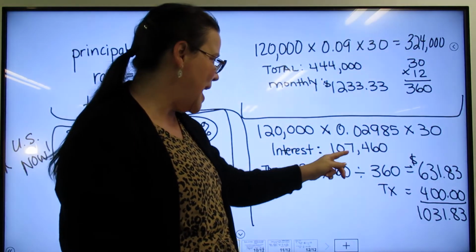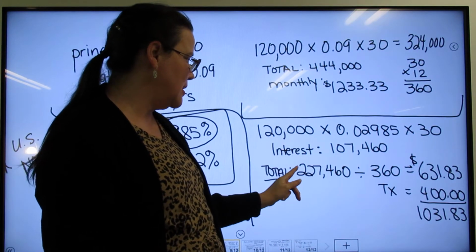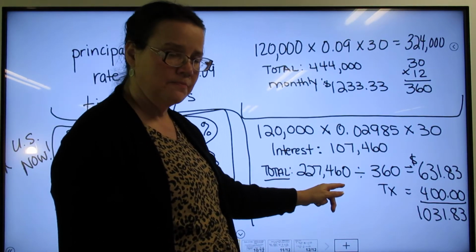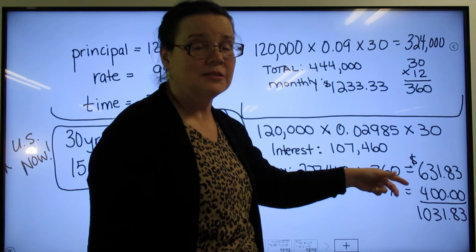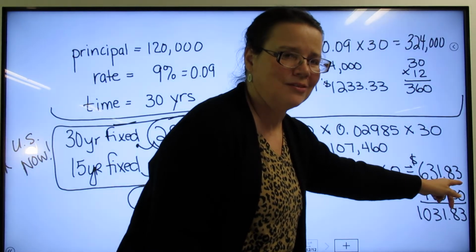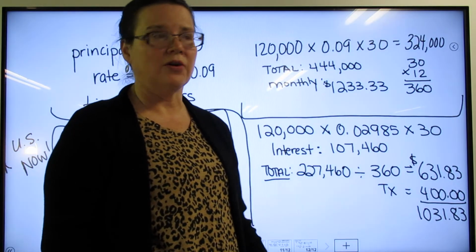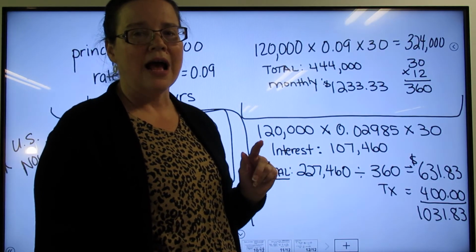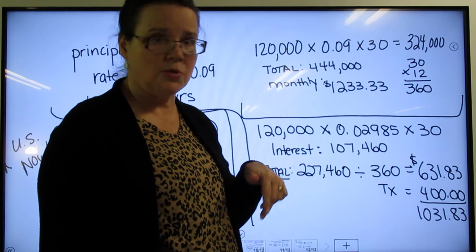And then we add those two together, and we get 227,460. Divide by the 360 because it's 30 years, and it's $631.83. That would be your mortgage for a $120,000 house today, 2020, right?